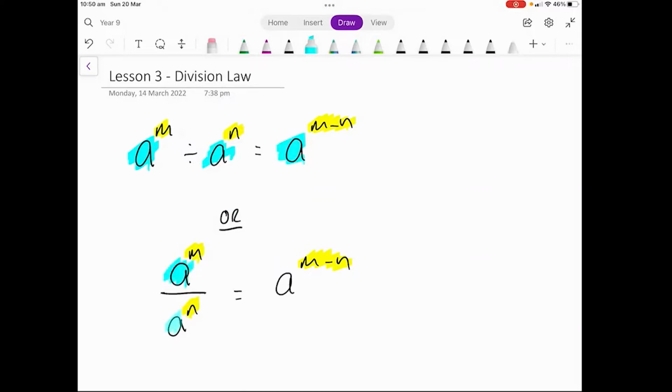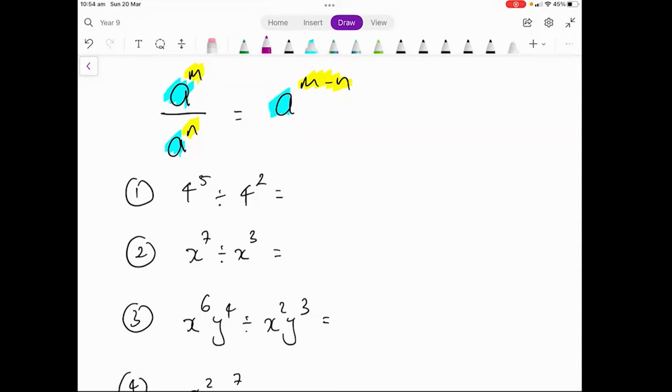Alright, let's do some questions. First question, we have 4 to the power of 5 divided by 4 to the power of 2. The base stays the same, that's 4. The powers are subtracted. 5 take away 2 is 3, so that's 4 to the power of 3.